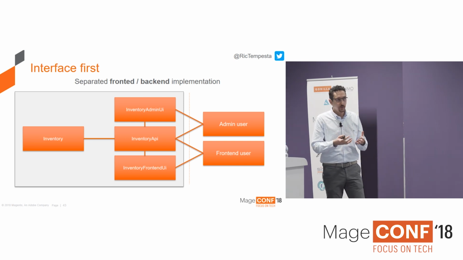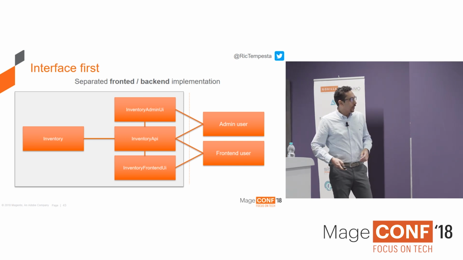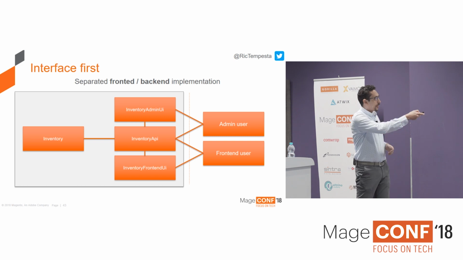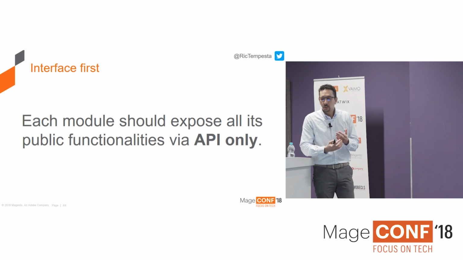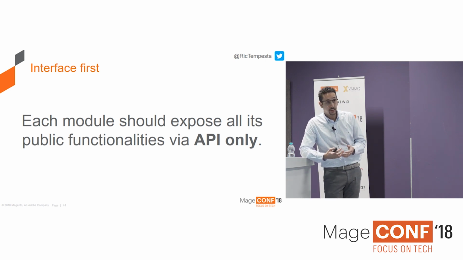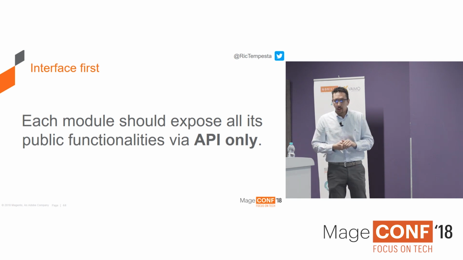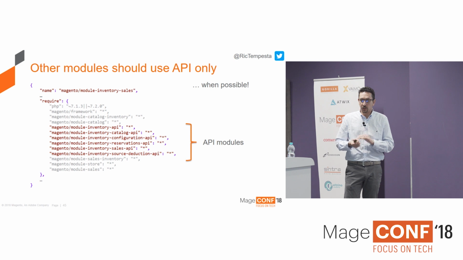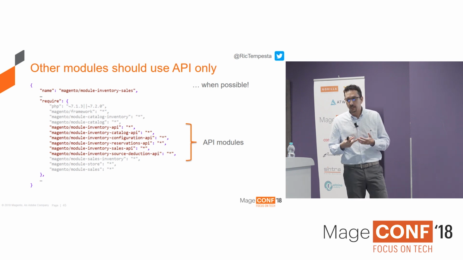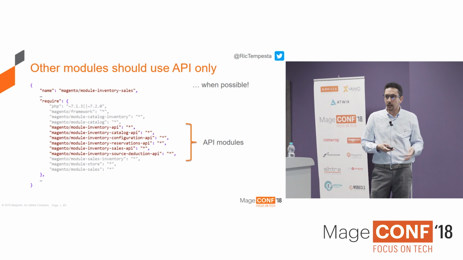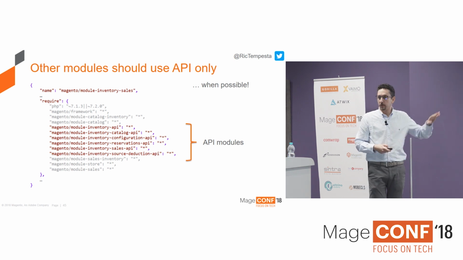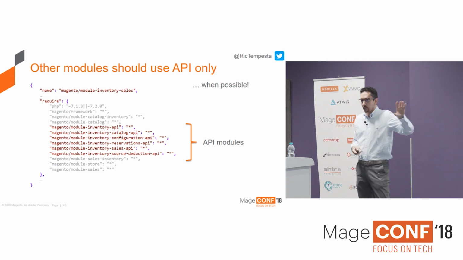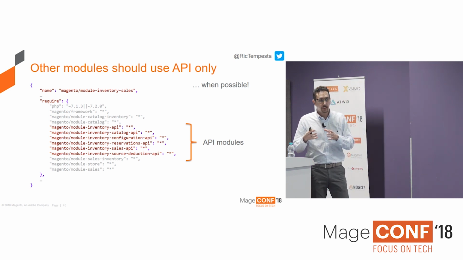And the admin user and the front-end user will, of course, approach the admin panel and the front-end panel through the inventory API, mostly through the inventory API. So this is why each single module should expose all its public functionalities only via API. This is API first, actually. And if you see, for example, this is the implementation of another module, the inventory sales module, that, of course, has dependencies. And when possible, you should depend only on the API module, not on the implementation module. So in this way, you're very upgrade resilient.